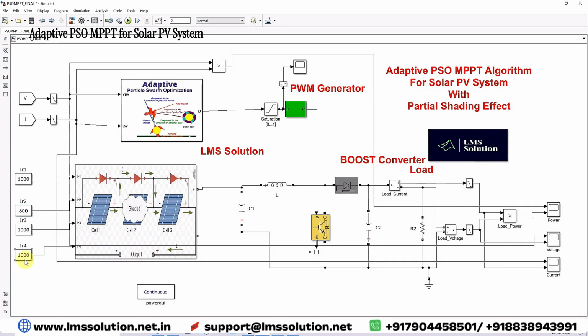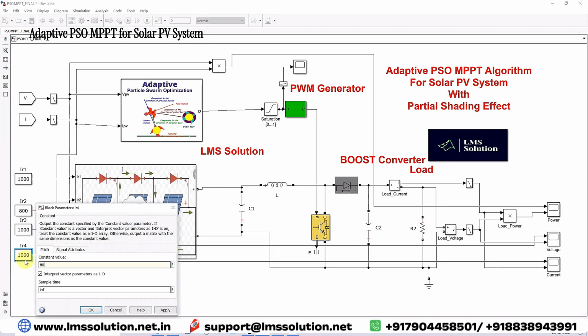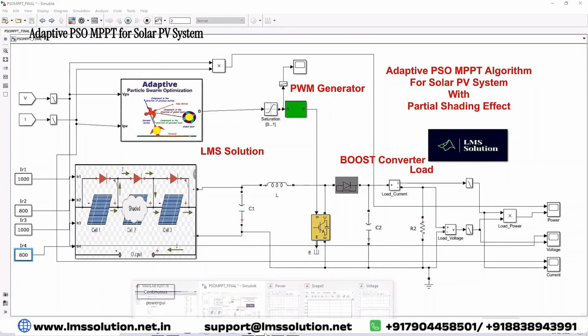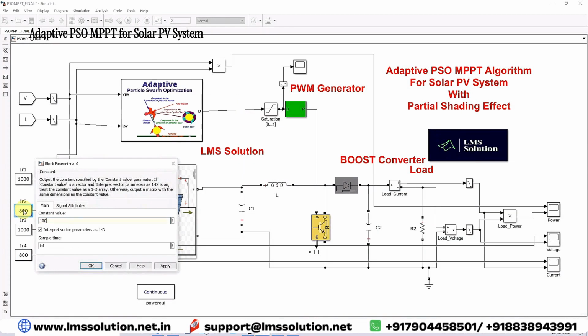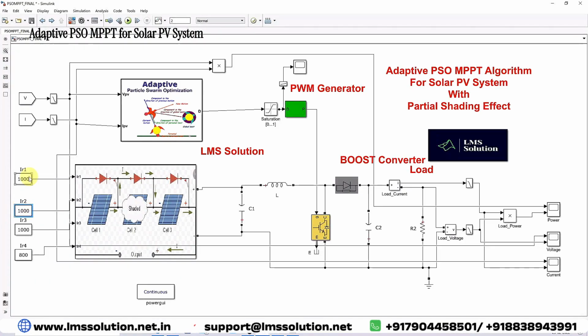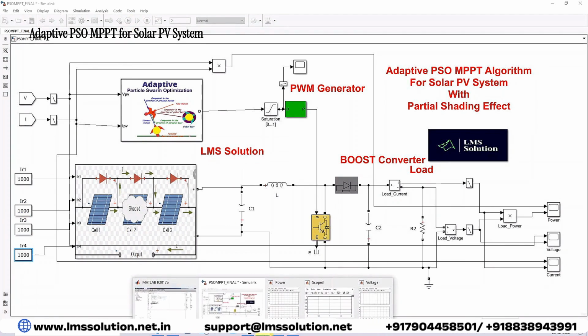Next, I'm going to change the irradiation of the fourth panel to 800. Again, we have to check the results. Now also we are getting the maximum power from the PV panel. Now we need to check the system with dynamically changing irradiation. For that, I'm going to fix the irradiation of panels 1 to 3 at 1000, and the fourth panel also at 1000. After some time, I will change the second panel irradiation from 1000 to 800 watts per meter square, and then we will check the results.